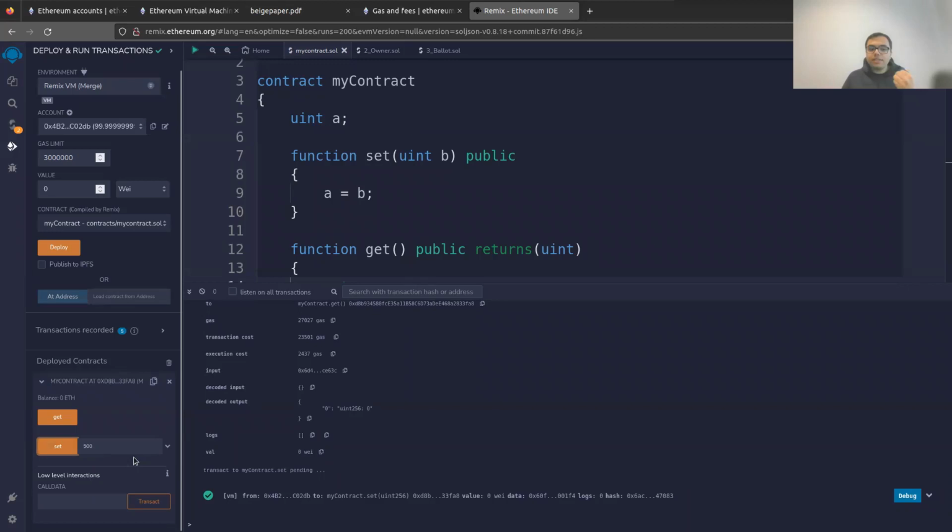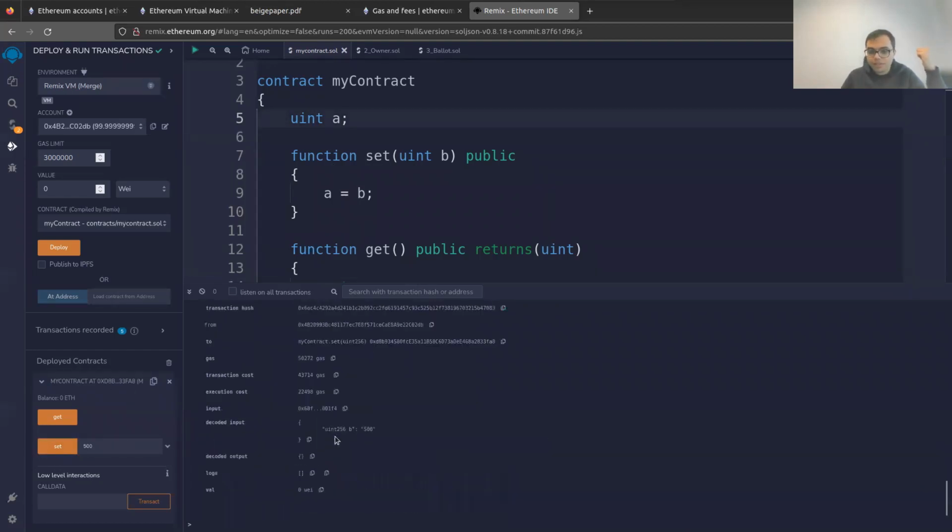And when I do this, again, when the transaction gets added to the blockchain, everyone on the network runs it. And so after this point, everyone on the network knows that the value of A in this particular contract at this address is 500. Okay. And again, you can see how much gas it used.